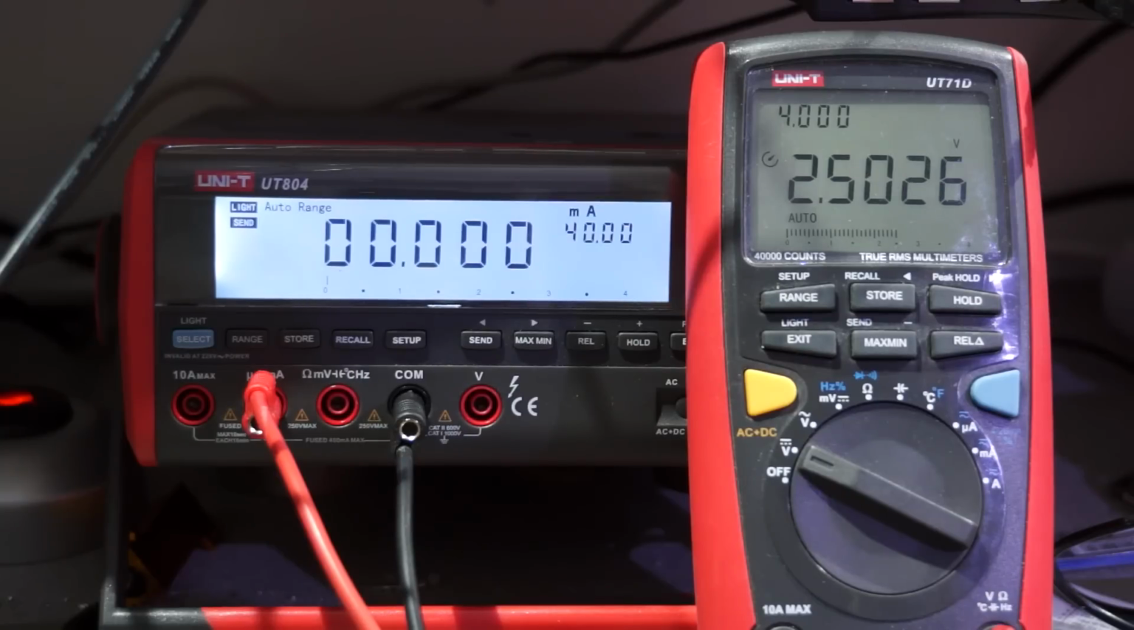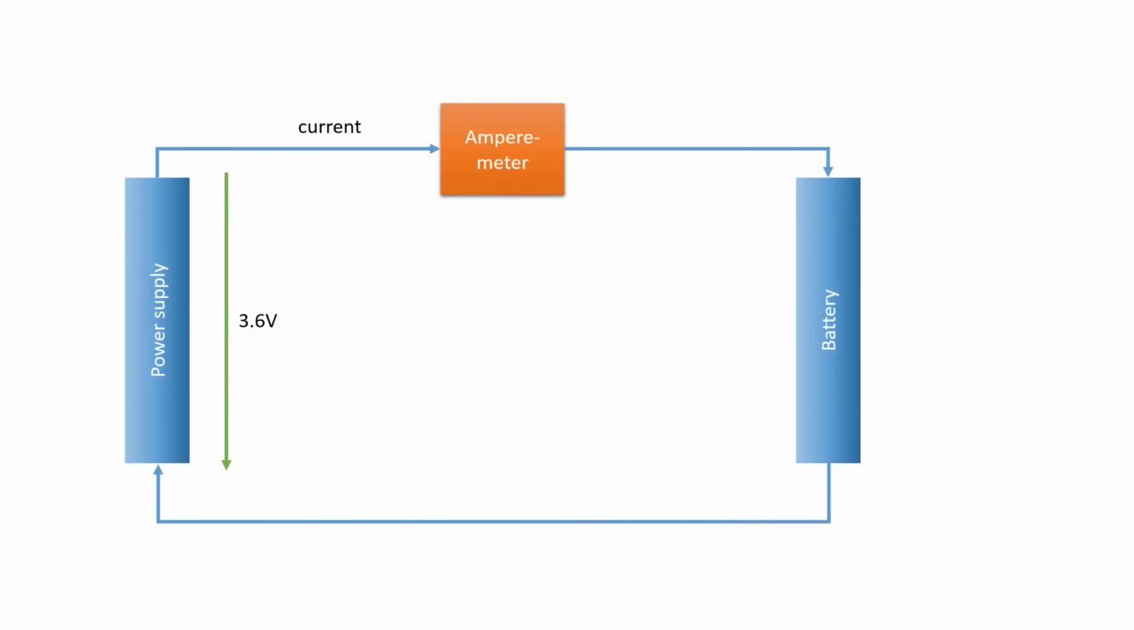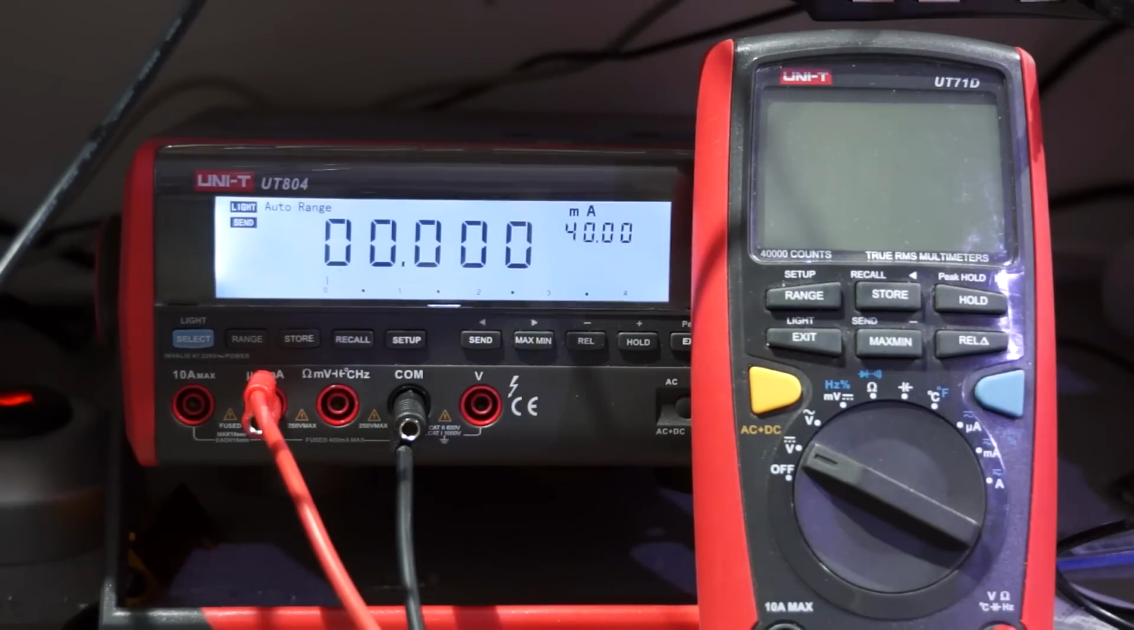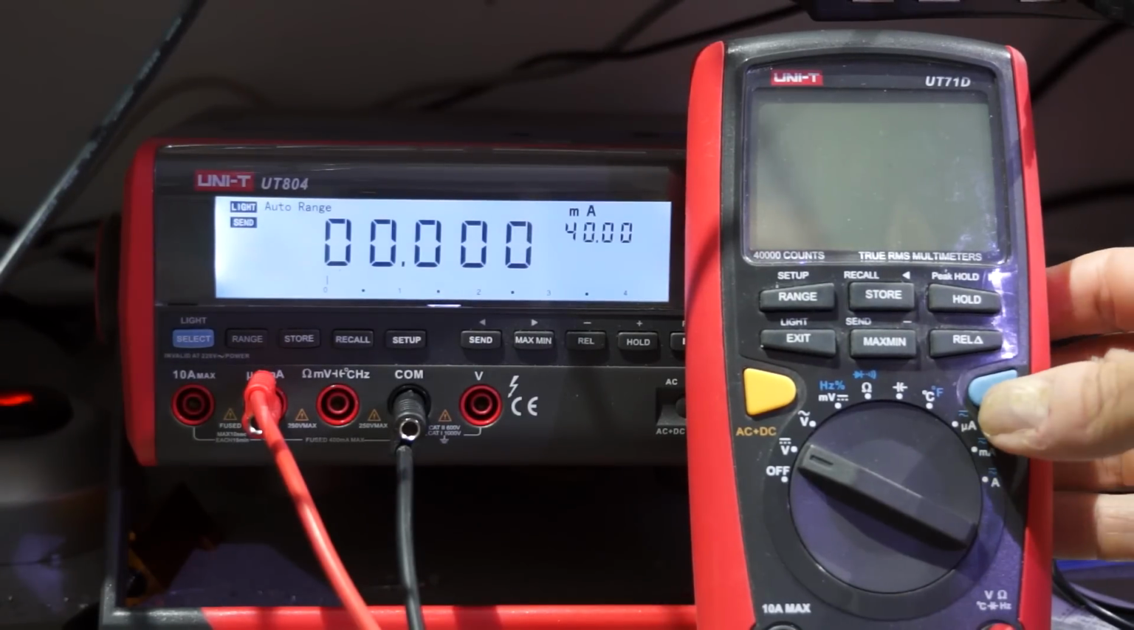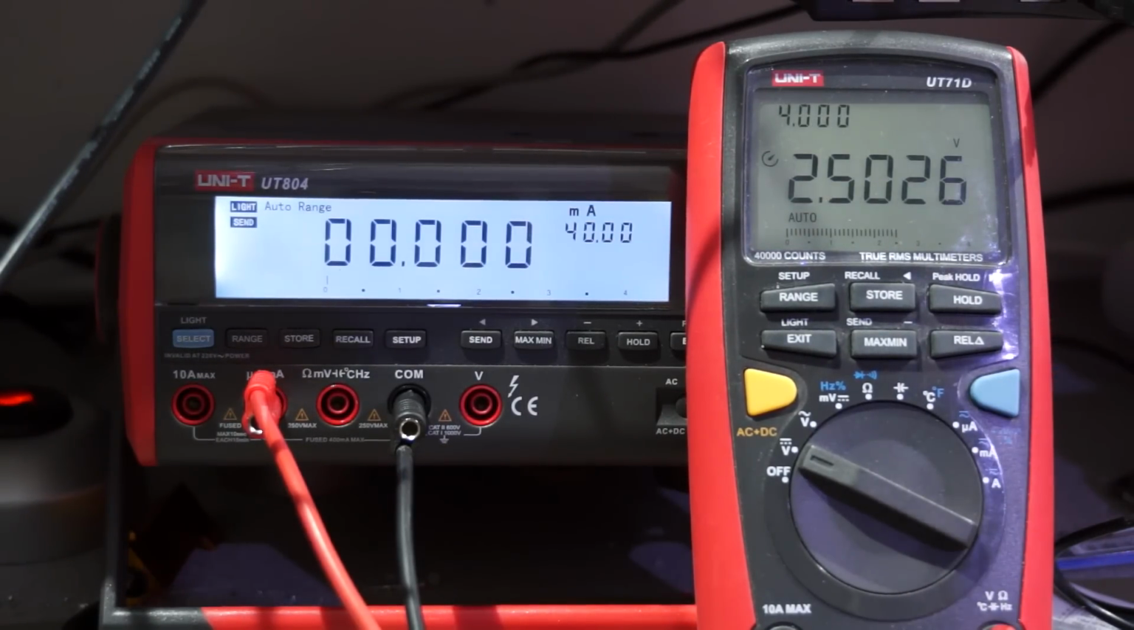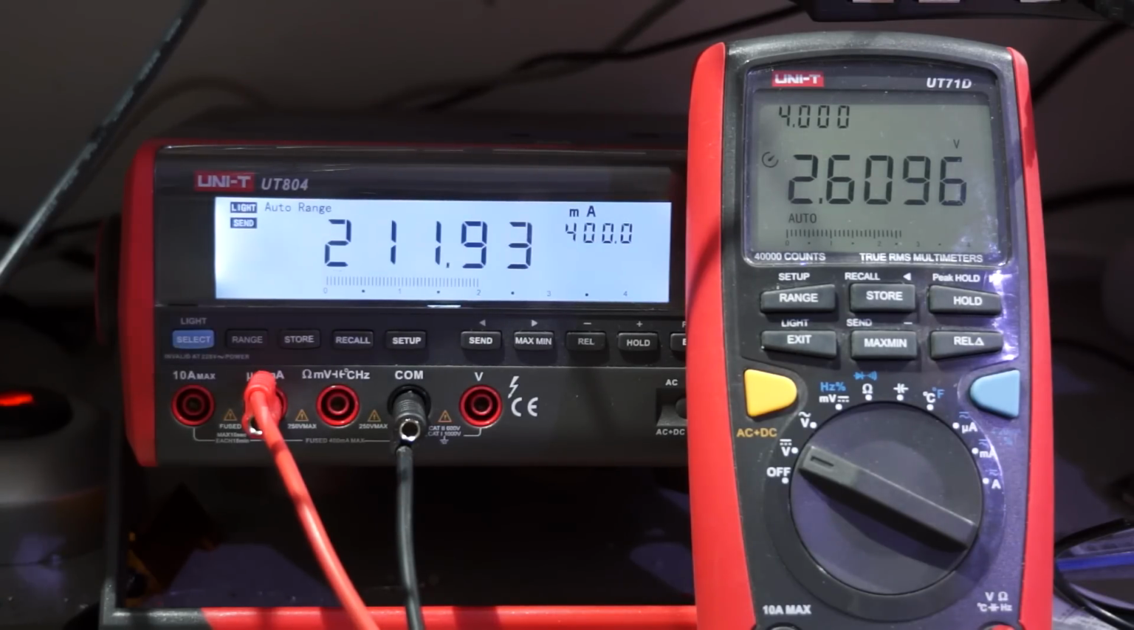So the diagram looks like that. The current flows from the bench power supply via the multimeter to the battery and I measure the voltage across the battery with a second multimeter. At the beginning, the discharged battery has a voltage of around 2.5 volt. If we start our loading process, we see that we do not get the full 400 mA. We only get about 200 mA. The voltage at the battery is only 2.6 volt. What is the problem? The problem must be the multimeter.